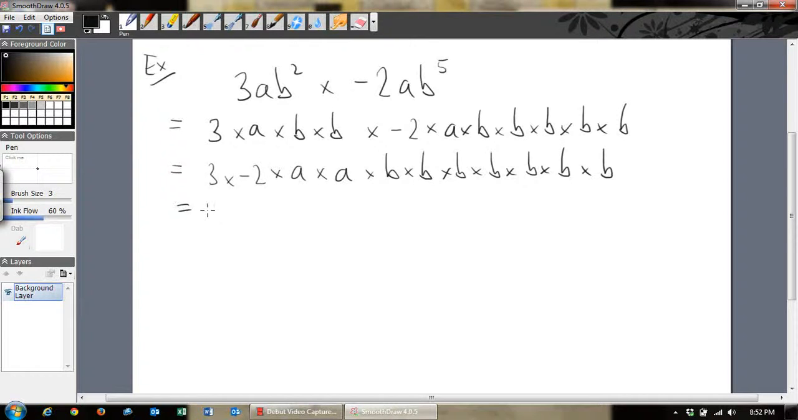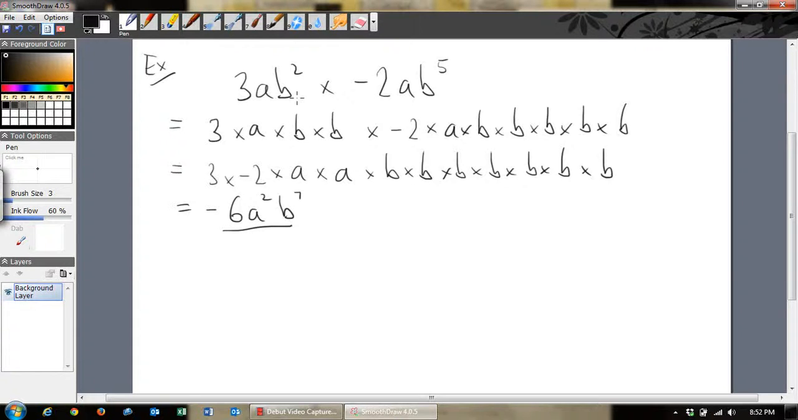What's 3 times negative 2 is negative 6. What's a times a? That's a squared. What's b times b? 1, 2, 3, 4, 5, 6, 7. That means b to the power of 7. Okay, and that is your answer.